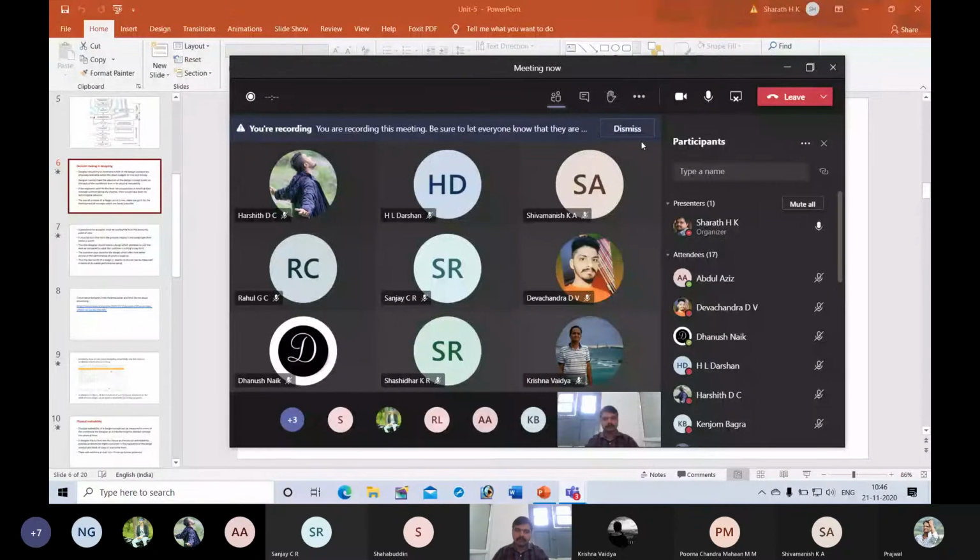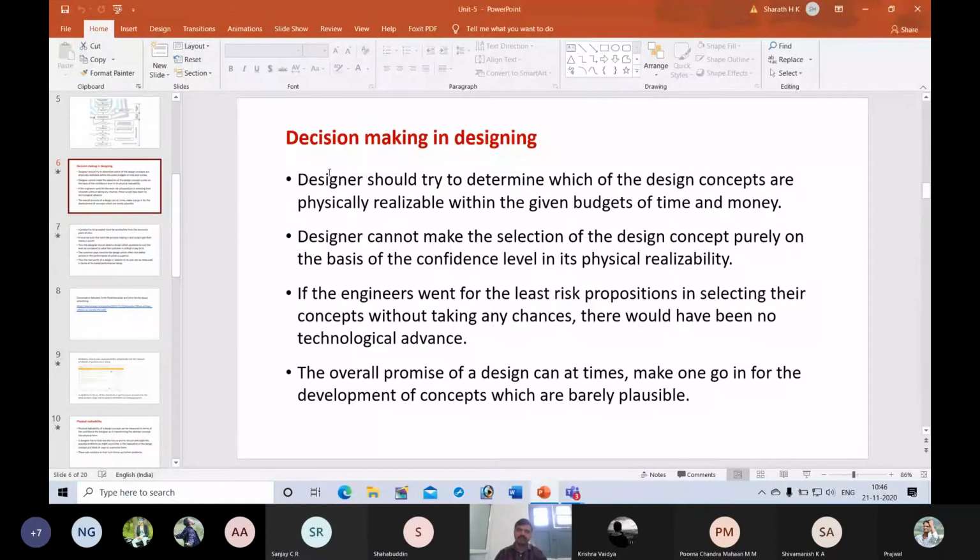Okay, we'll start today's session. In previous class, we discussed decision making in designing. In Unit 4, we are discussing eliminating the unworkable designs or solutions and considering one solution for further development. In this unit, we are going to eliminate the design options and select one optimal design for further development.